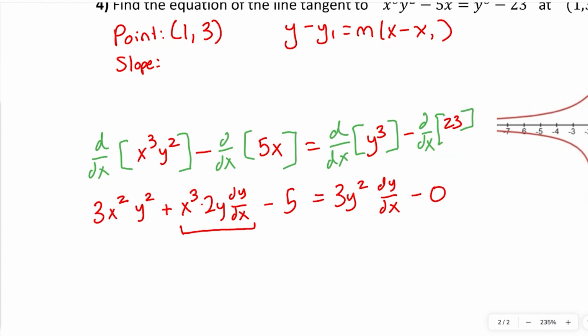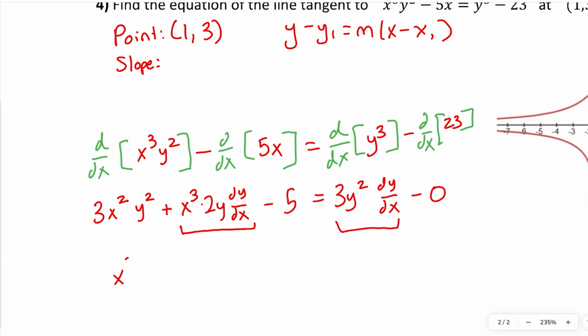All right, so we've got two terms that have dy dx. We're going to isolate those by doing those last steps. We're going to subtract those or move those to the left, move everything else to the right, factor out the dy dx as a GCF, and then divide. And then we should have our slope equation.